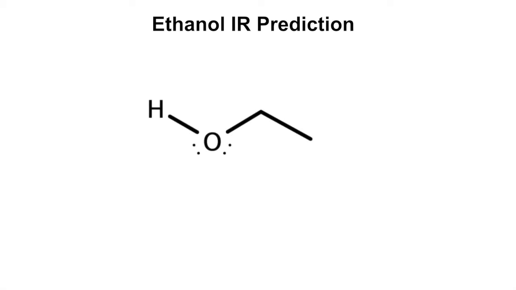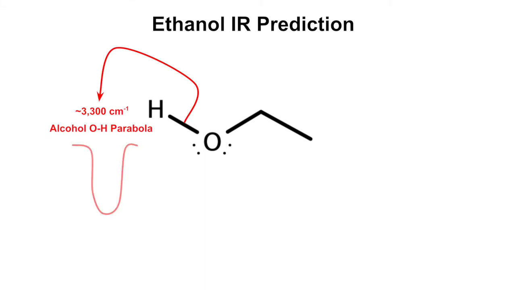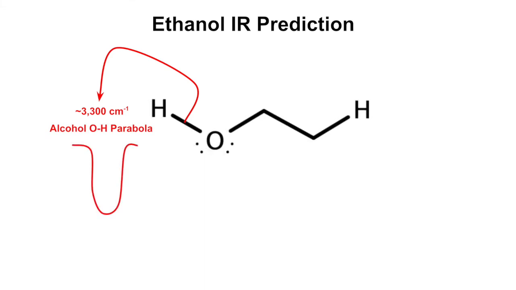So we draw out the structure of ethanol and we look at it and we go, what are the signals we've memorized and we should know? The OH of an alcohol, we should know that one's about 3,300 reciprocal centimeters or wave numbers. That's the alcohol OH parabola, should look something like that. We're expecting that. And then we want to draw out any other bonds we need to know, the ones we've memorized.